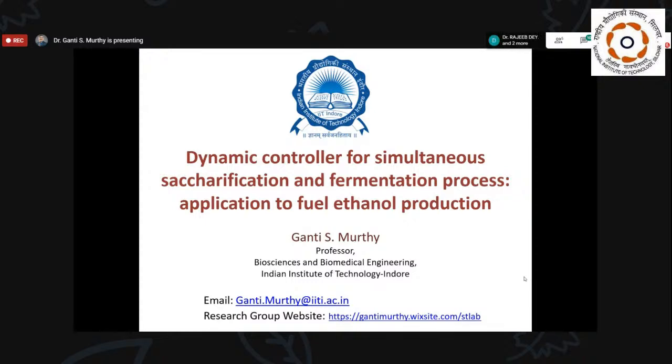And the reason I chose this example of a dynamic controller for simultaneous acidification and fermentation process application to fuel ethanol production as the topic for today is that this was a very interdisciplinary project, which actually went all the way from conceptualization in the lab and development of systems in the lab to actually industrial scale-up, patenting, and licensing. So this is a nice example of how technology can be developed in the lab, thought about in the lab, developed in the lab, and then finally deployed in the field. And that is essentially why I chose this topic.